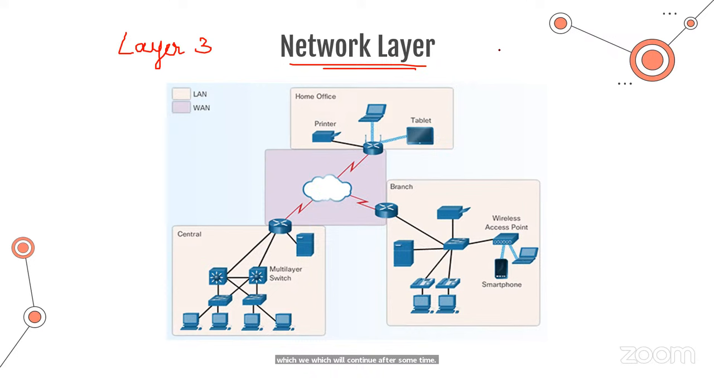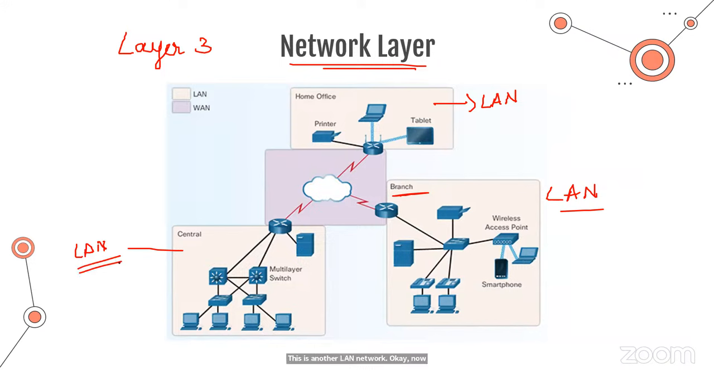So in this network layer, what do we study? As you can see, this small branch is one LAN network, a local area network. This is another LAN network. This is another LAN network. Now, if you want two different LAN networks to talk to each other, you need something called a WAN. For example, you can think that this LAN network is of, let's say, Mumbai. This is of Delhi. And this is of Chennai.